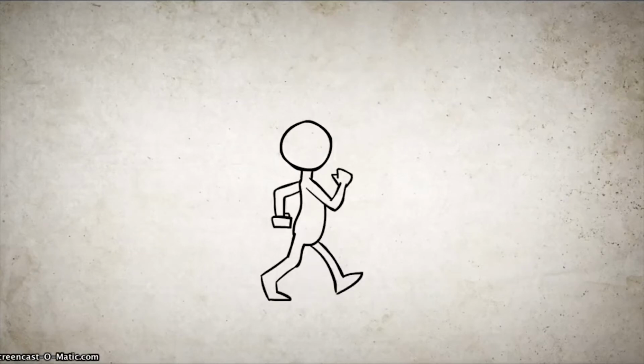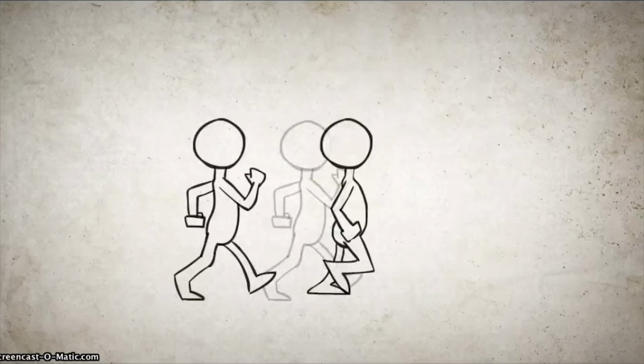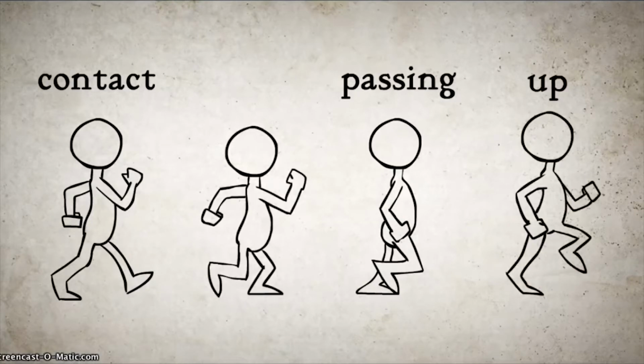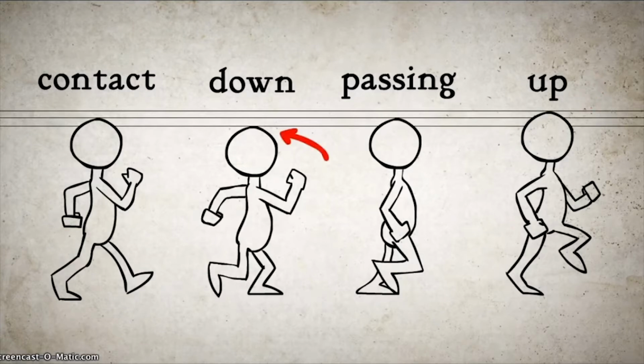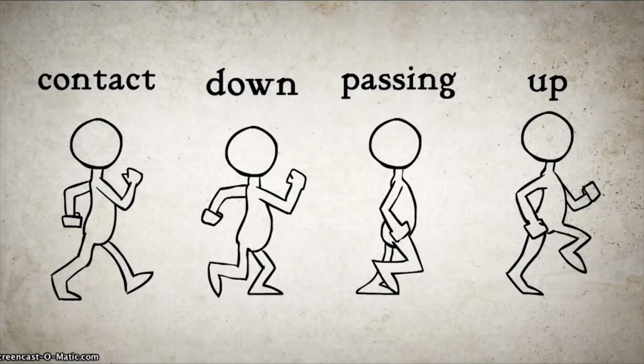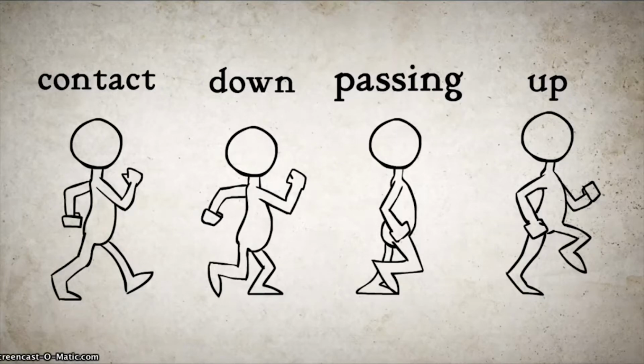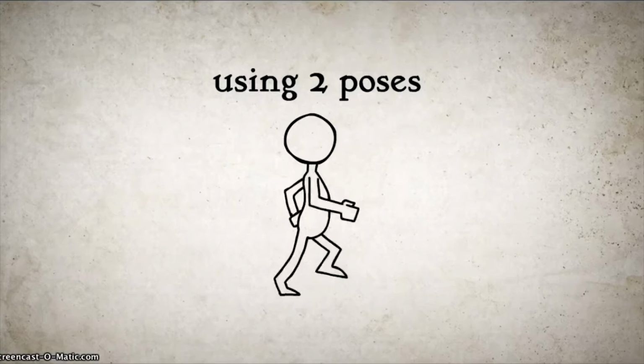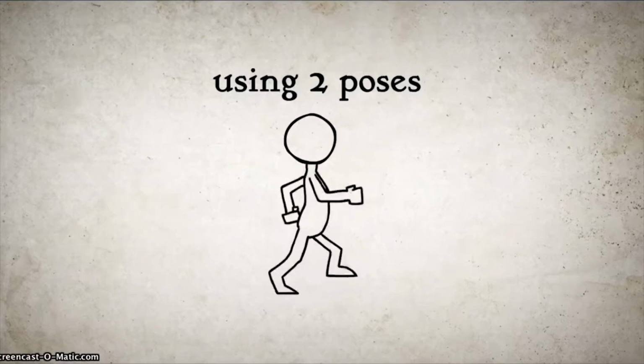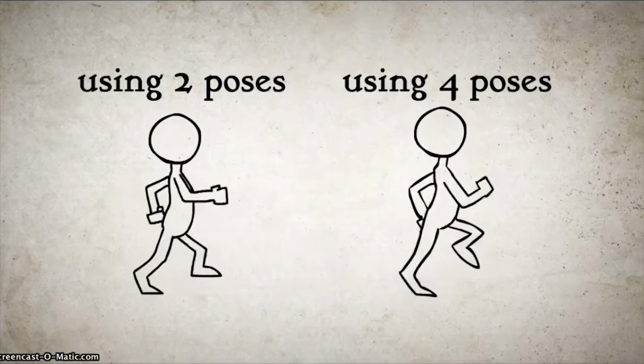But in order to make the walk cycle more realistic, there are 2 more poses that we should add, called the up and down poses. These are where the head is highest and where it's lowest in the cycle. The down pose happens right after the contact pose, and the up pose happens after the passing pose. If we didn't add these poses, the walk would look very flat, with no bounce at all. If you're just starting out, it's okay to just use 2 poses, but know that ultimately there are 4 poses that go into each step of a walk cycle.